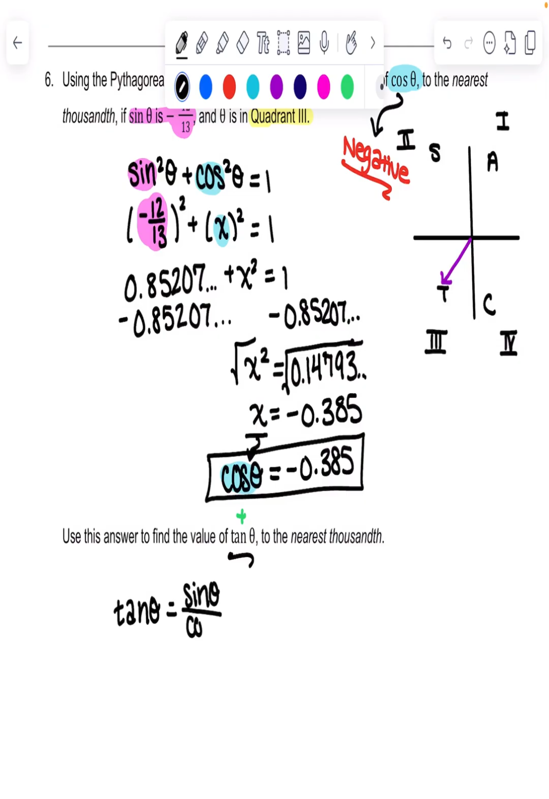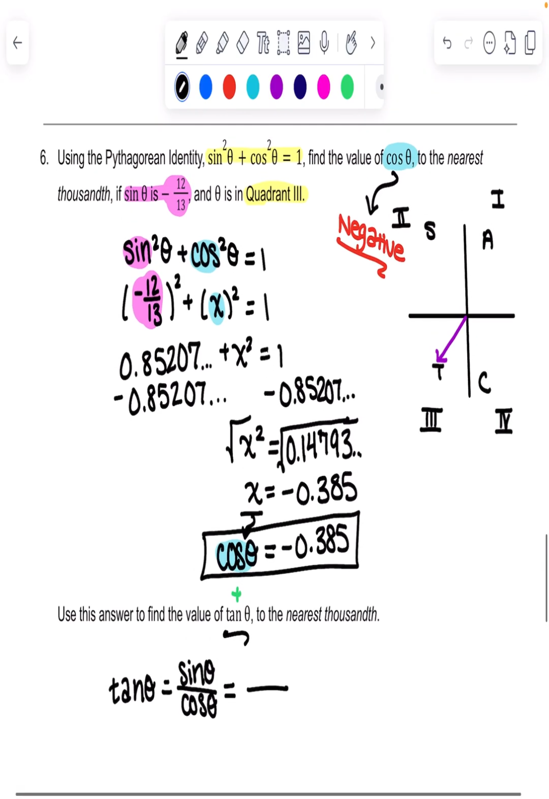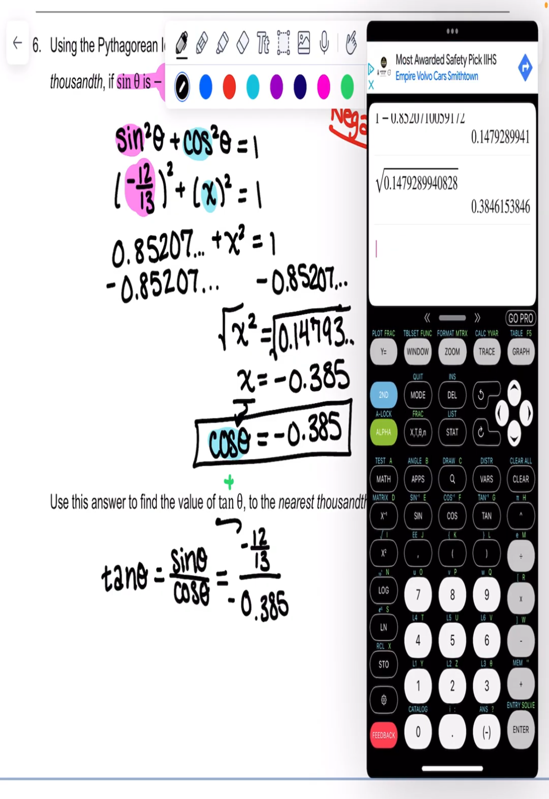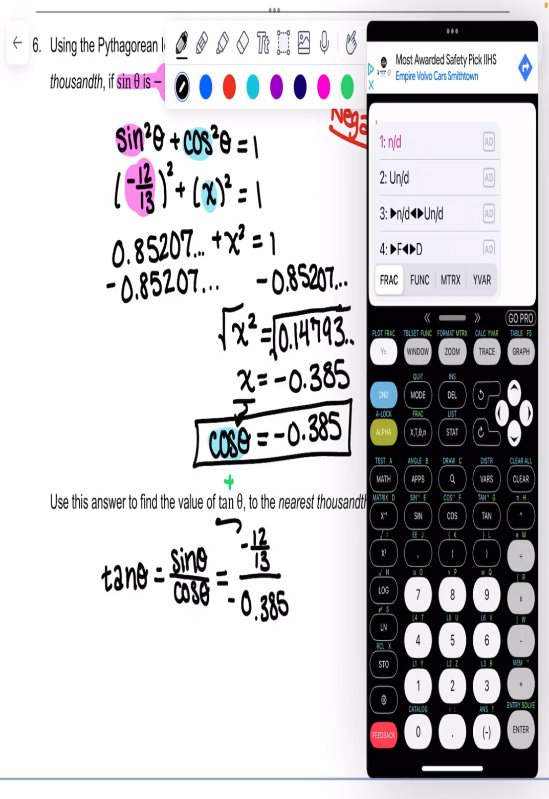They give us sine here, negative 12 over 13. Plug that in, divided by, we found cosine, negative 0.385. I'm going to plug this into your calculator. It looks a lot scarier than it is, but it'll go perfectly into the calculator. So everyone take out their calculators, and you're going to go alpha, y equals, enter. And then we need another fraction bar. So we're going to go alpha, y equals, enter. We're going to go negative 12 over 13. So perfect, we have our top fraction. Now on the bottom we have a decimal. We know how to plug in a decimal. 0.385.